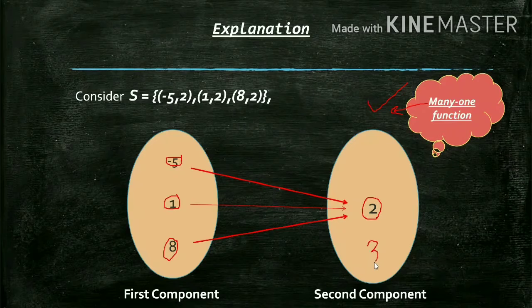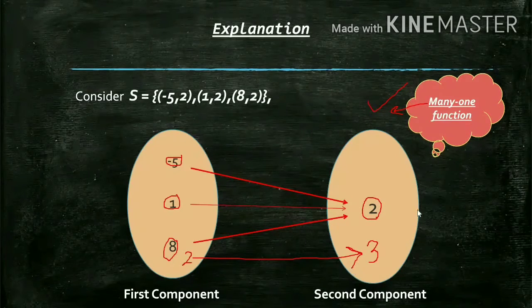Suppose I have over here 3 and I have 2, and this 2 is mapped to 3. Then can I say this is a many one function? Yes, I can say this is a many one function, because I have many elements mapped to 1. It doesn't matter whether I have an element which is mapped to a single one. If I have this one condition, then it is a many one function, right?